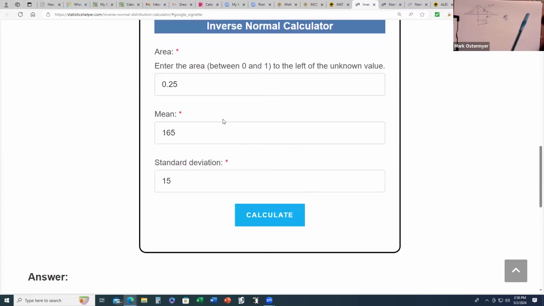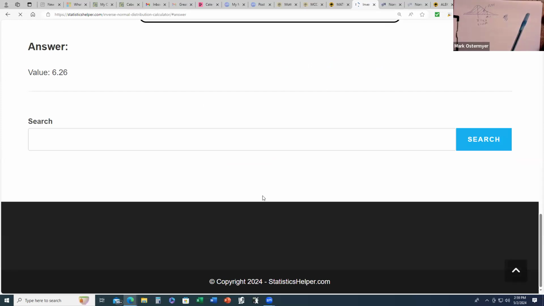All right, now the area that is to the left of the unknown percentile we want to find is 95%, 0.95. Because we know this is the 95th percentile, we're just trying to find it. The mean of this distribution is 4.8 and the standard deviation is 0.89. Now let's calculate and find our 95th percentile. And our 95th percentile is 6.26 years. There's your answer.